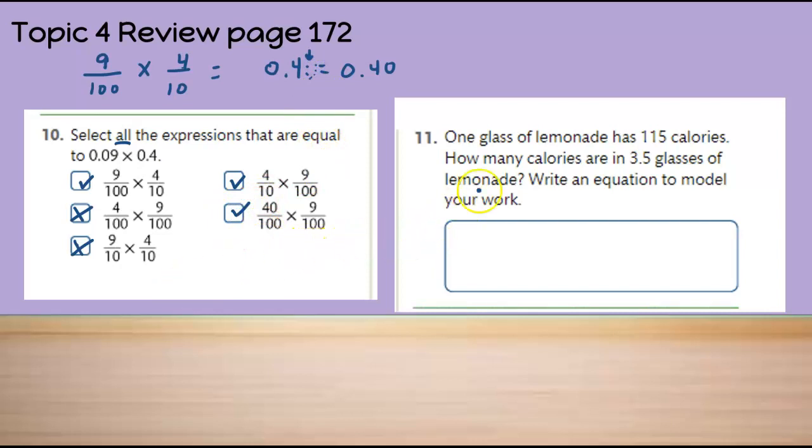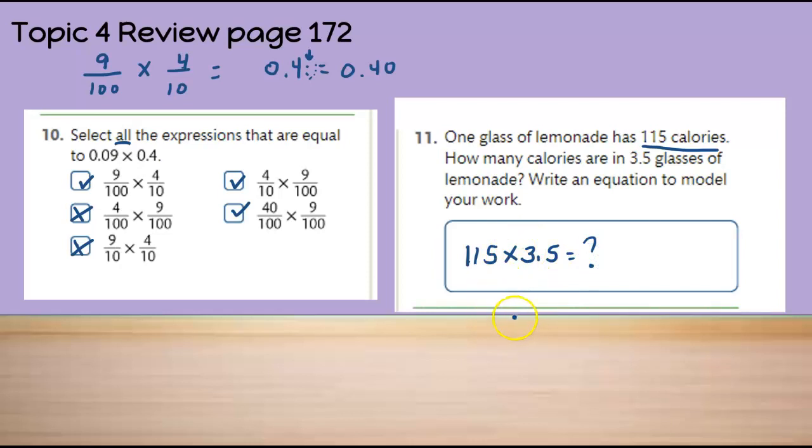All right, number 11. One glass of lemonade has 115 calories. How many calories are in 3 5/10ths glasses of lemonade? Write an equation to model your work. So we're obviously going to multiply. So our equation will be 115 times 3 5/10ths.